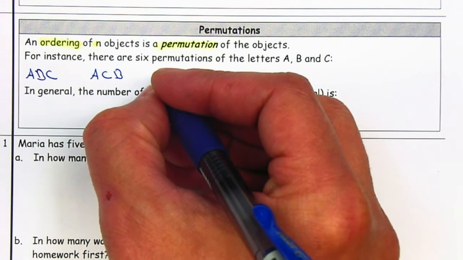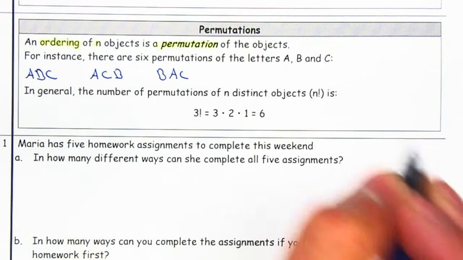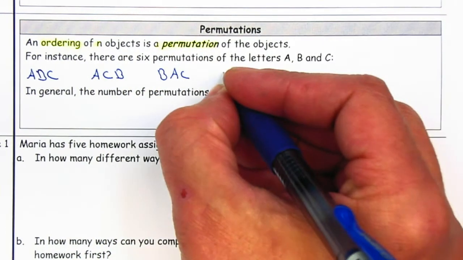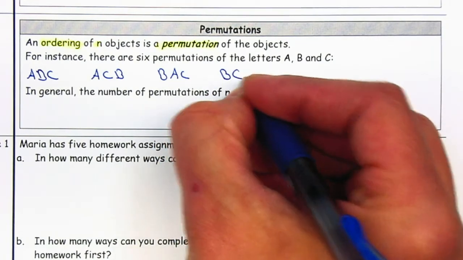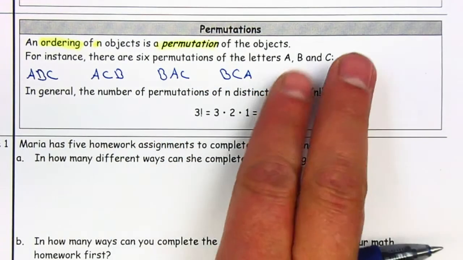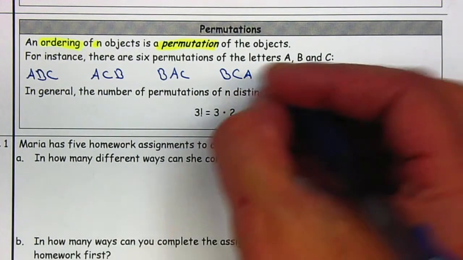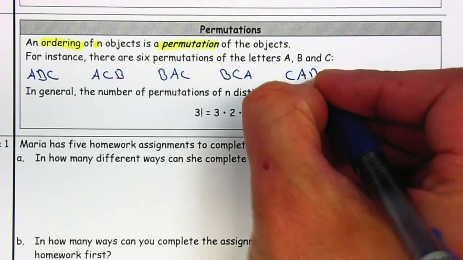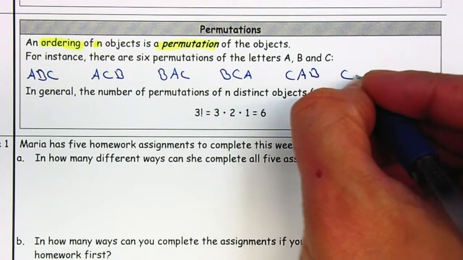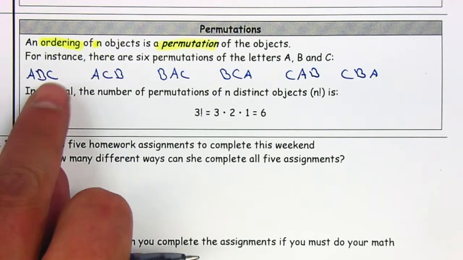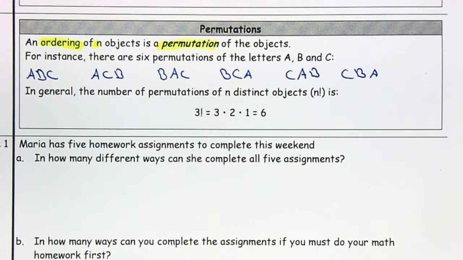A third one will be B, A, C. A fourth one, let's start with the letter B once again: B, C, A. Can you write the last two? Go and pause it, see if you can write the last two, and then we'll check. Great. So the next one will be C, A, B, and the last one must be C, B, A. So you have 1, 2, 3, 4, 5, 6.